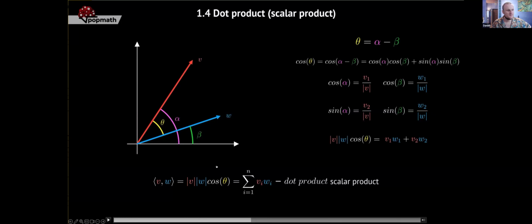So it can be obtained in two ways. First, as we have demonstrated before, we multiply every coordinate by the corresponding coordinate, first by first, second by second, and add them together, right? Or we can do it the other way. We take the norm of the first vector, multiplied by the norm of the second, and multiply by the cosine of the angle between them.